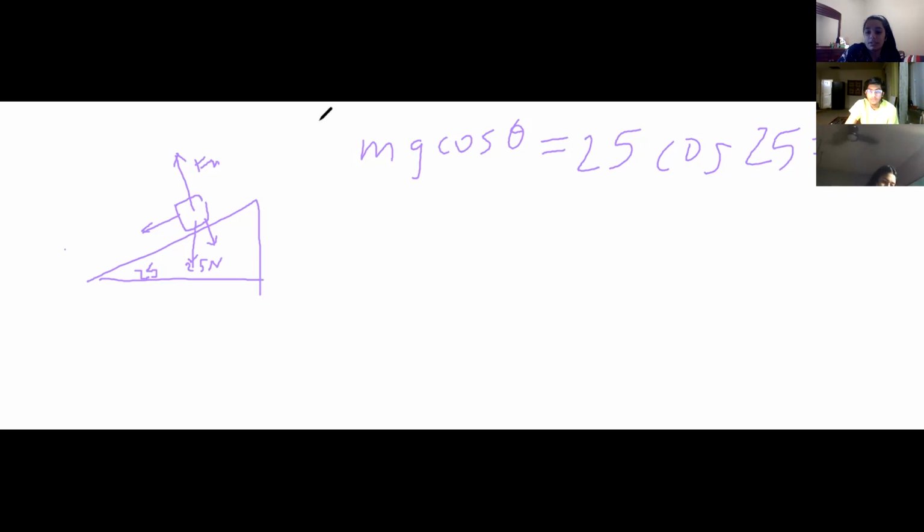22.7, about, right? Yeah, I just put 23. 22.7. Okay, so this is mg cos theta. So this is the answer, the normal force. Yep. Okay. Oh my gosh, I was doubting myself so much.